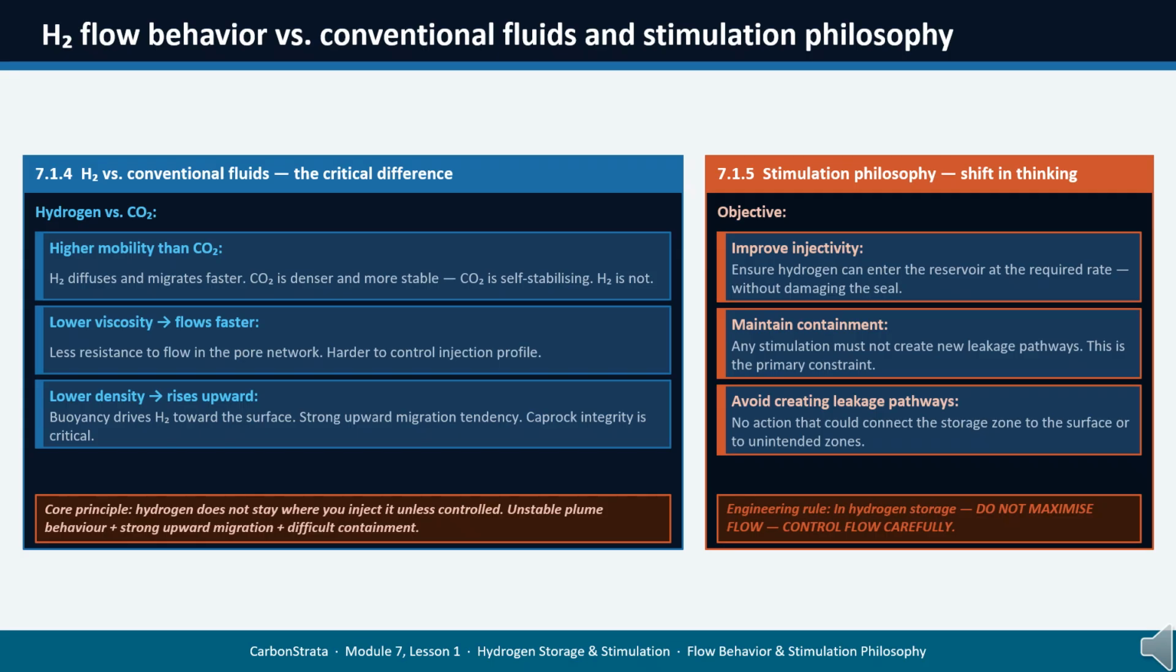That changes the role of stimulation. Stimulation is not about increasing flow. It is about controlling movement. You must improve injectivity without destabilizing the system. In practice, this means three conditions must always be satisfied. Allow hydrogen to enter the reservoir, maintain containment, and avoid creating any leakage pathways. Final rule: do not maximize flow. Control it, because once flow is uncontrolled, it becomes loss.